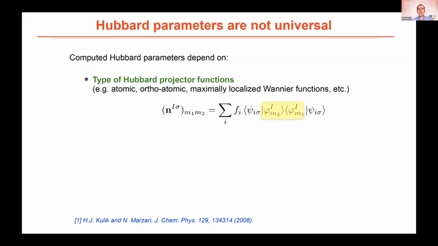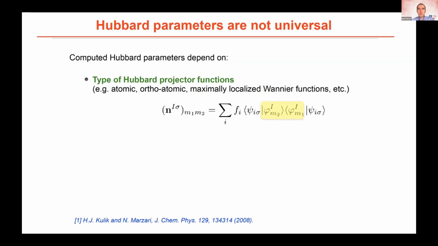I will talk a little bit more about this later in my talk. Another option is to use maximally localized Wannier functions. We heard about them a lot yesterday, so why not use these functions? And then there are other options. In different codes, you have different options.